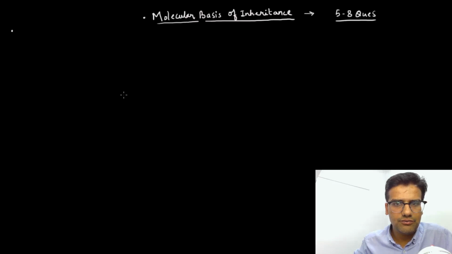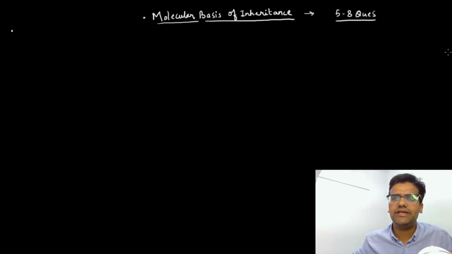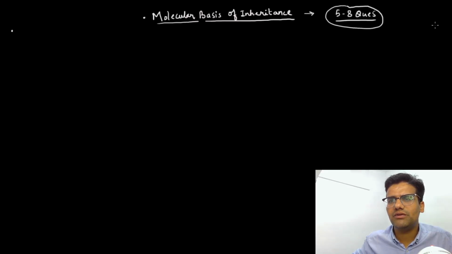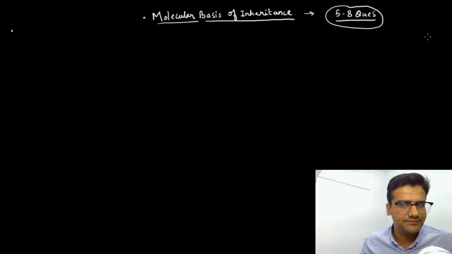In this course of Molecular Basis of Inheritance, we are going to study molecules such as DNA and RNA and how these molecules are made. Basically, if we talk about the molecular basis of inheritance, you will have 5 to 8 questions in this chapter. Let's start the molecular basis of inheritance.